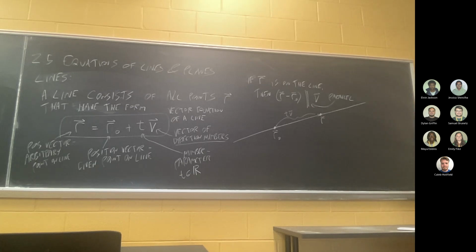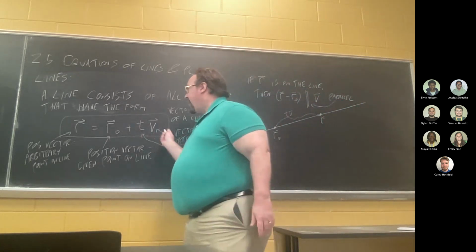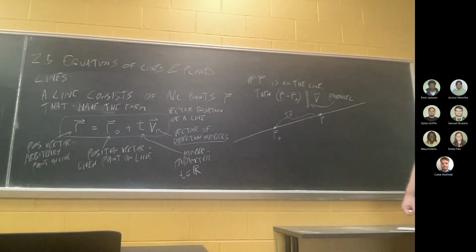Now from the vector equation of a line, keep in mind that if we're in 3 dimensions, each of these vectors has 3 components: x, y, and z components. So now if you rewrite the vector equation in terms of the x, y, and z components, you have another way of describing a line.